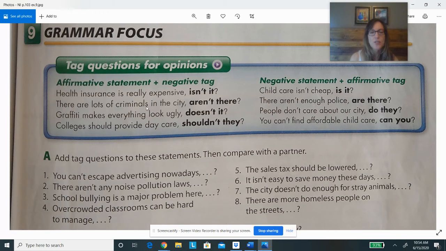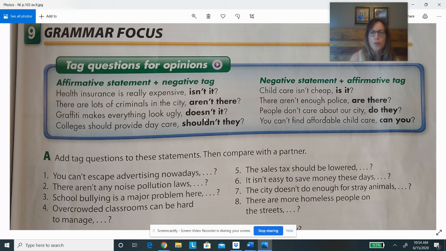Here is a second example. There are lots of criminals in the city, aren't there? Again, look at the verb. It's the opposite of what you had in the statement. And whenever you have there are or there is, just add that word there to the other side of the verb over here. So it's opposite and reversed. Next example, graffiti makes everything look ugly, doesn't it?